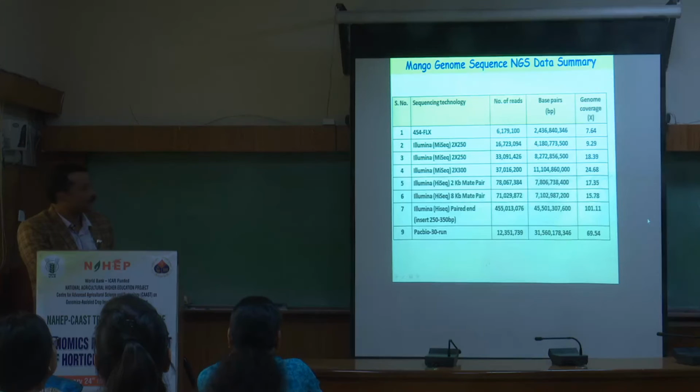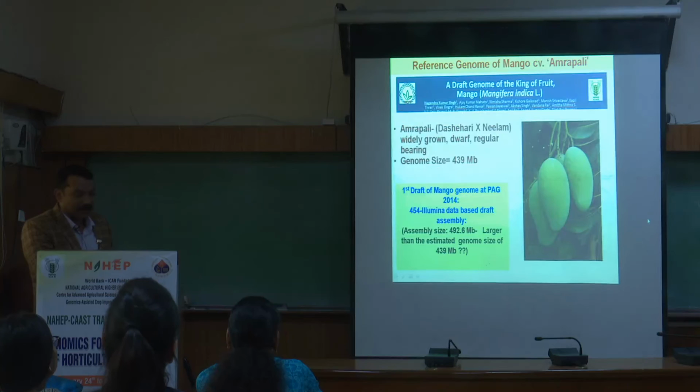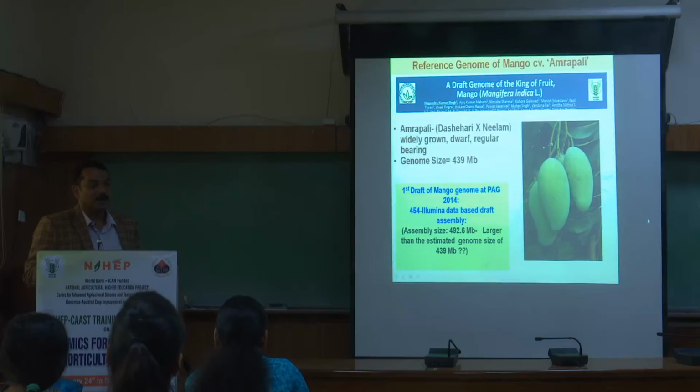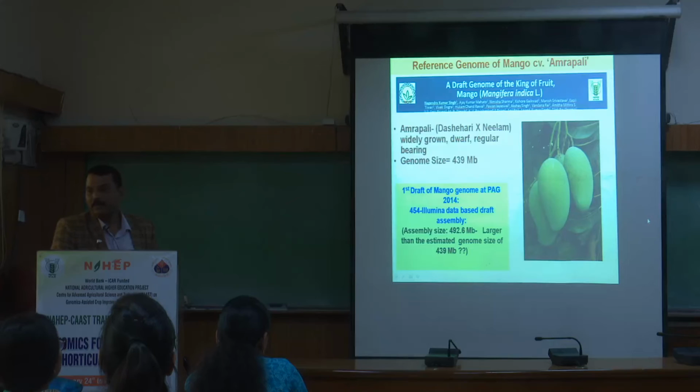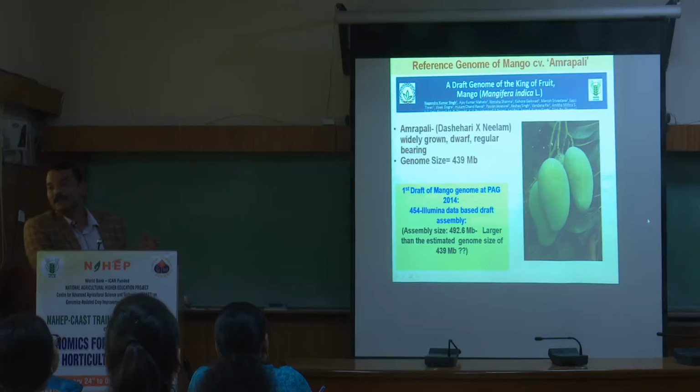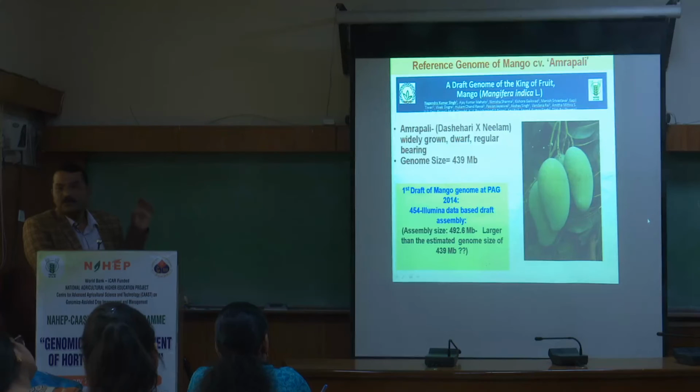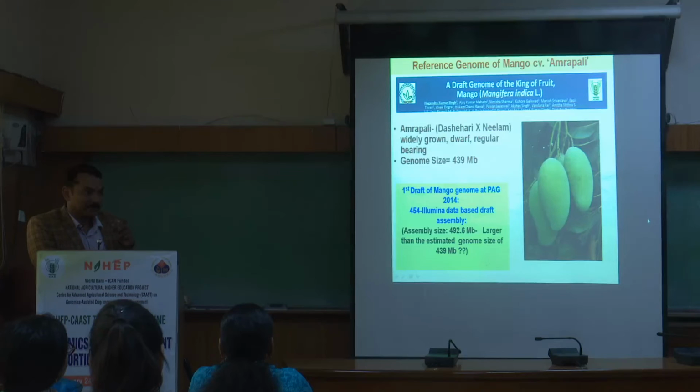So these are the details of all the NGS technologies used for whole genome sequencing, and their genome coverage. As a result of this, in the year 2014, at a conference at San Diego, the Plant and Animal Genome conference, the first draft was published. But there were several problems with this whole genome sequence, because the genome size reported was more than the expected one. Maybe there was some problem with the sequencing technology, or there are repetitive regions. And the biggest problem with this genome assembly was that it had very low coverage, only 70x or something like that.